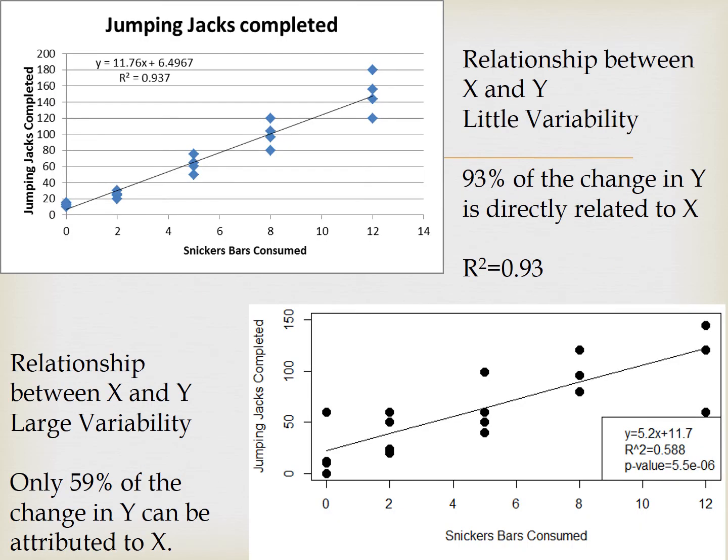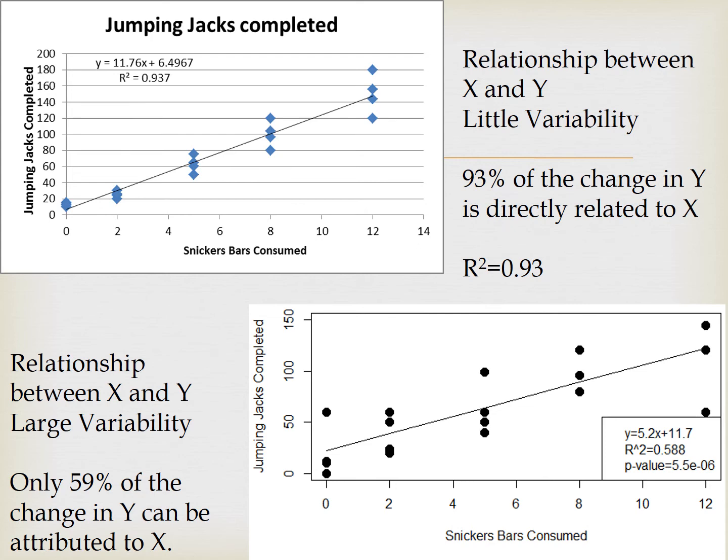We can see that graphically with two separate examples. In our top graph, we see that there's a relationship between x, Snickers bars, and y, jumping jacks completed. And at each one of our data points, our individual trials seem to be clustered pretty close together, meaning there's not a whole lot of variability here. Everybody is affected mostly the same way by Snickers bars. Our R² value in this particular graph is 0.93, which we can interpret as meaning that 93% of the change in people's ability to do jumping jacks is directly related to the number of Snickers bars they consumed.